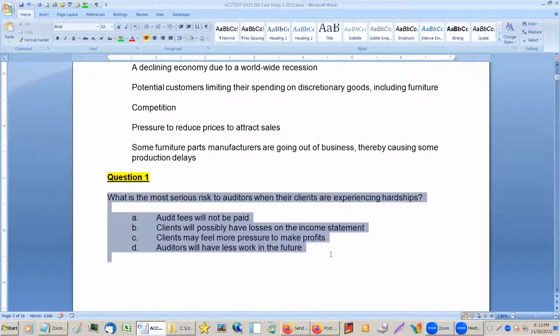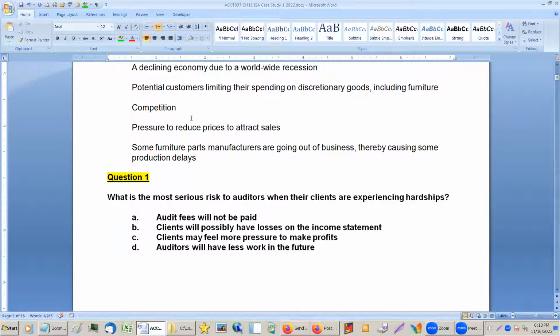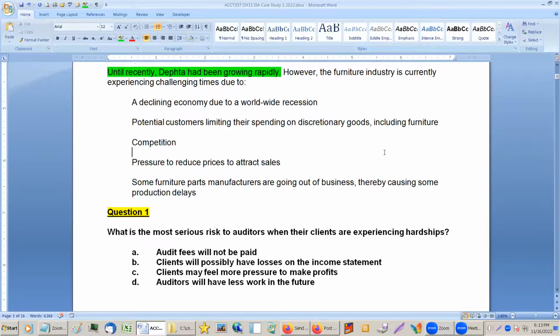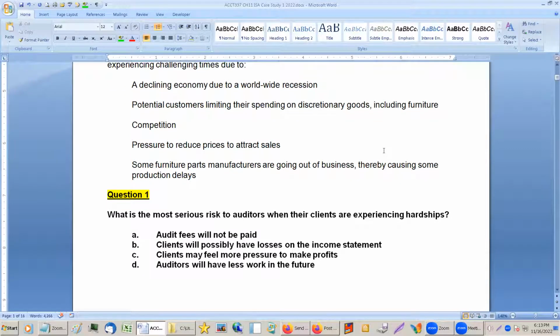Okay, question number one. What is the most serious risk to auditors when their clients are experiencing hardships? Would it be C? Yes, very good. Yep, C.